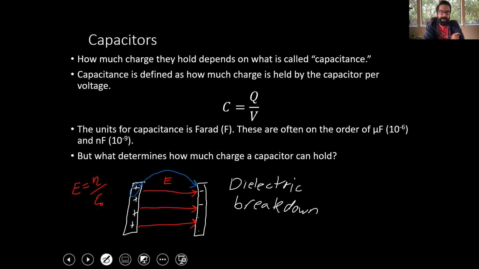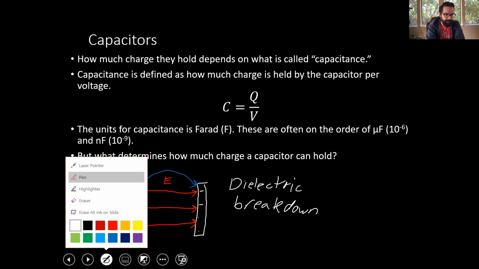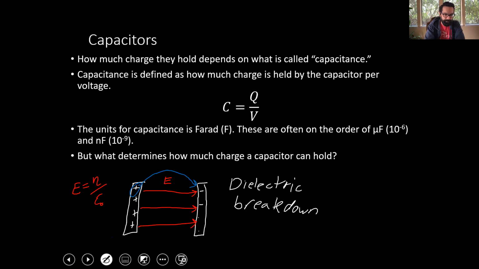So we want to be able to store more charge on the same capacitor, but without having this strong electric field. Here's the answer to this. We can store more charge, and therefore more energy, which we'll get to in a second. More charge if the E field is weaker.